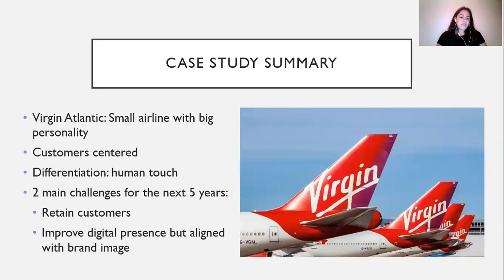So their main differentiation is that their customer center is not product focused, and also they have a human touch and a warm type of service that makes them stand out from the other competitors. And in the case study it is also mentioned that they have two main challenges in the next 5 years. One of them is to retain customers, which means that they want to delight the customers so they will always prefer Virgin Atlantic over all other carriers. And also they want to improve the digital presence, but always be aligned with the brand image that they have.